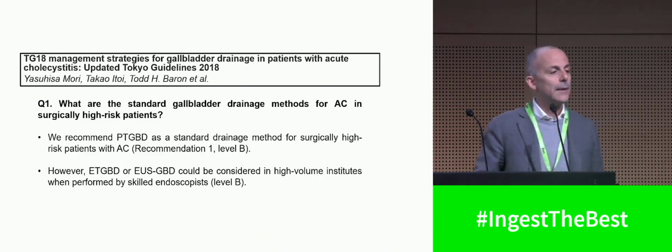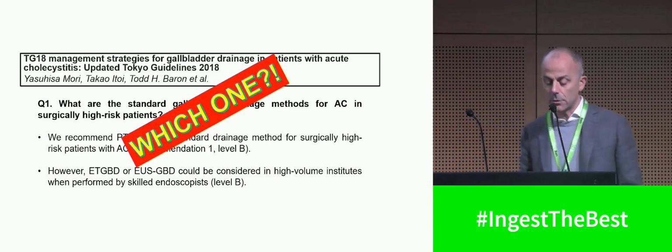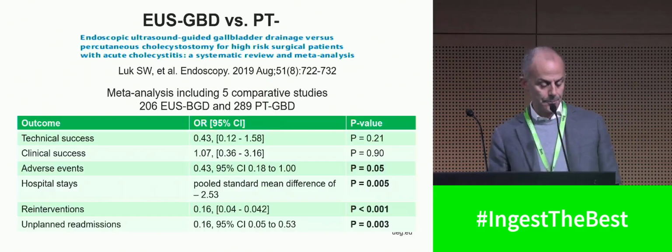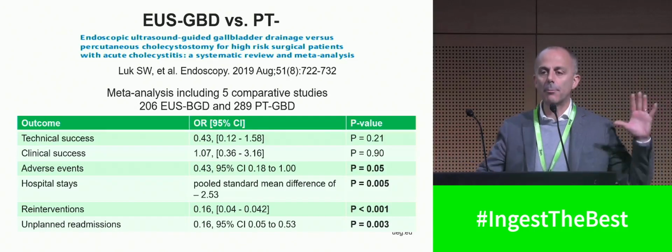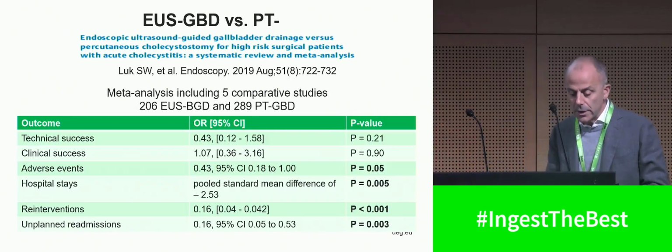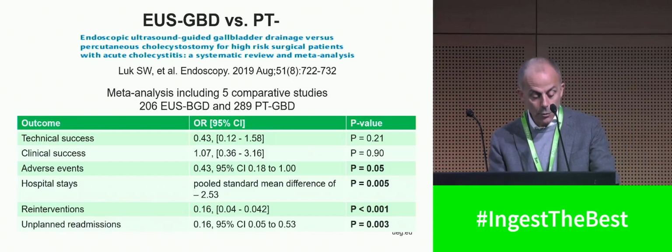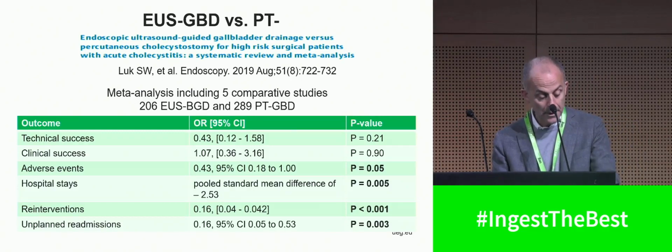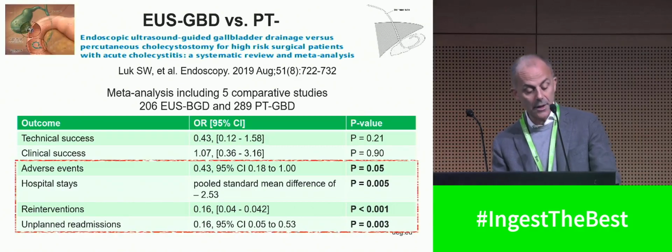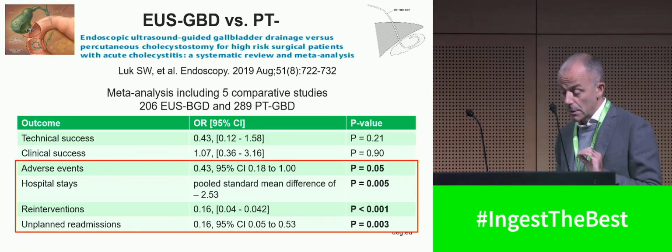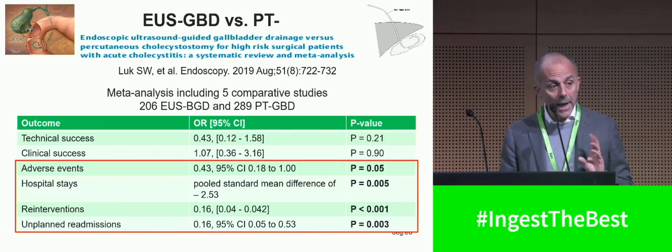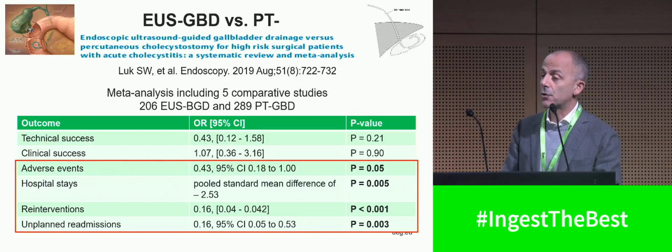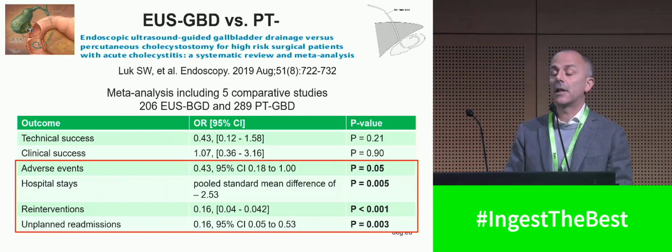So I asked myself, if I am in a hospital with both of the options, which one should I choose? Basically, we have some data just now comparing the two approaches. If you take a closer look at this very interesting meta-analysis, including more than 200 patients, you can see that as far as adverse events are concerned, we are in favor of transluminal drainage, as well as if you analyze the hospital stay, and maybe more important, the reintervention needs or the unplanned readmission.